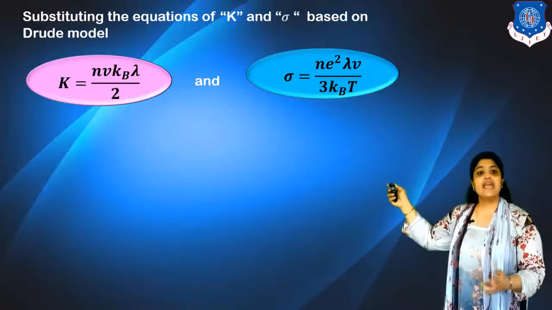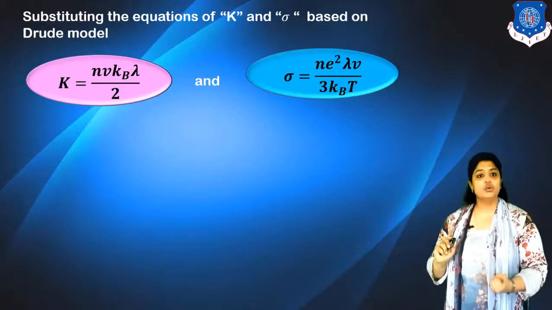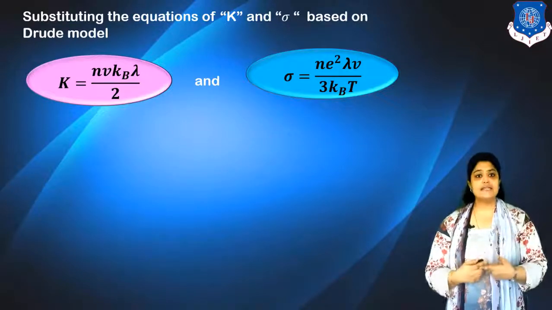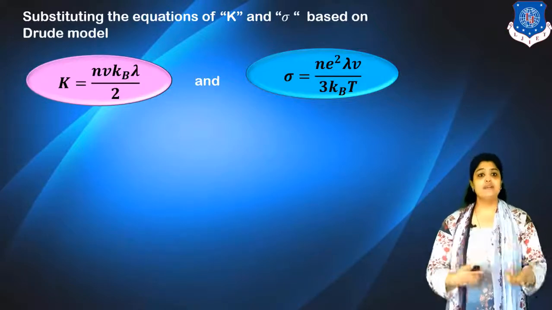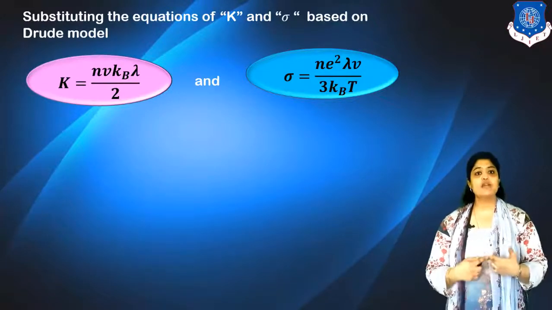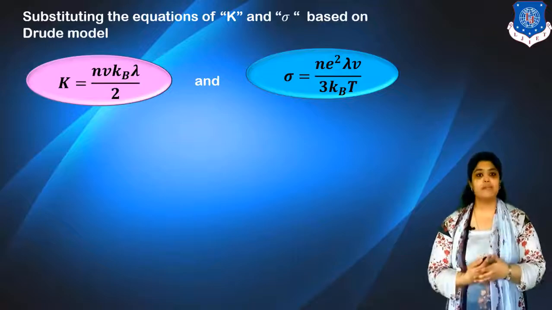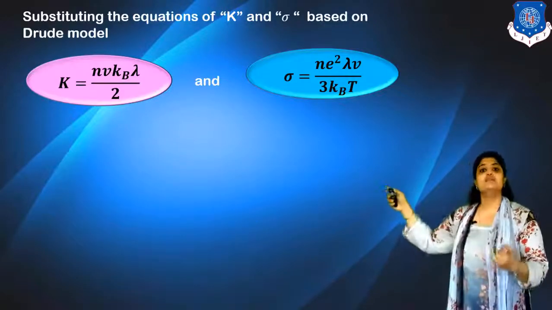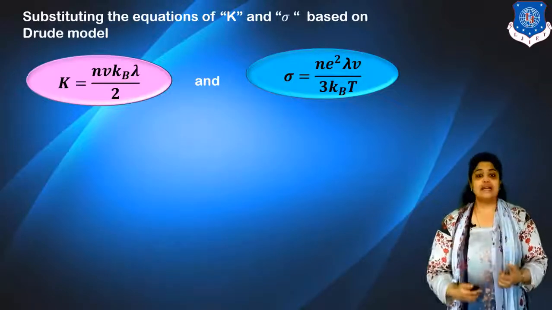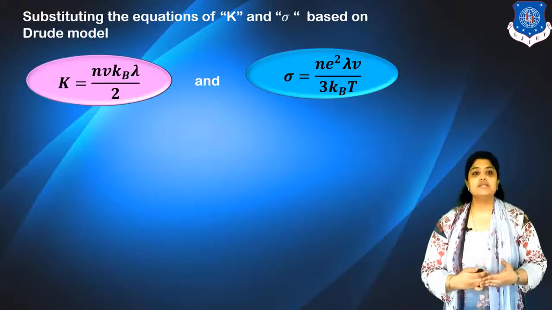So the equation of K is nVλ/2 (kB), where n is known as the charge density, v is known as the velocity of charge carriers, the thermal velocity, kB is the Boltzmann constant, and λ is known as the mean free path. And the equation of sigma, this should also be in terms of kBT. So that is ne²λv upon 3kBT.